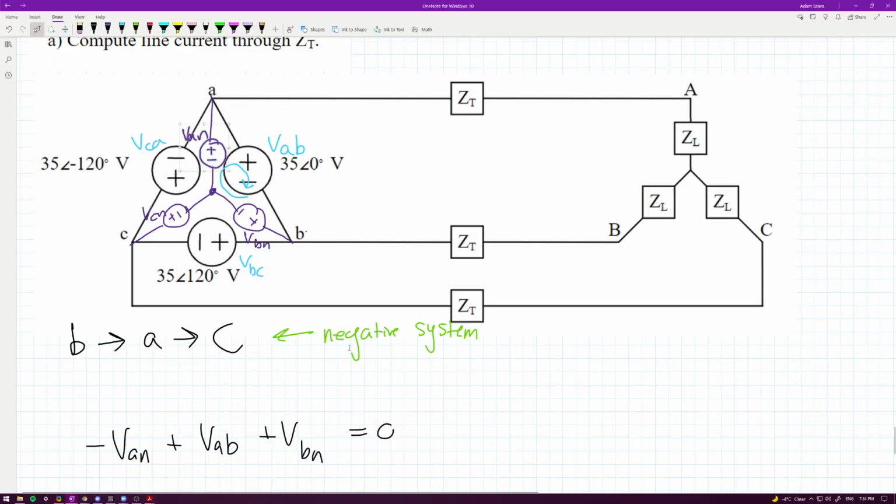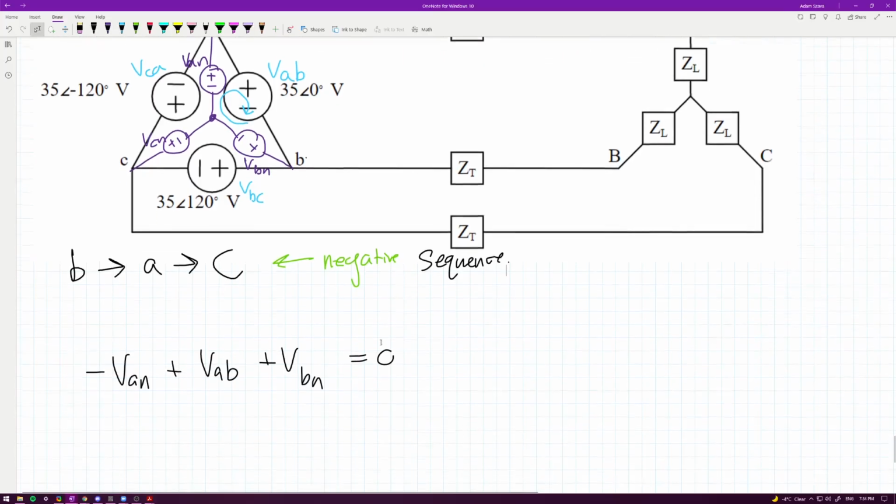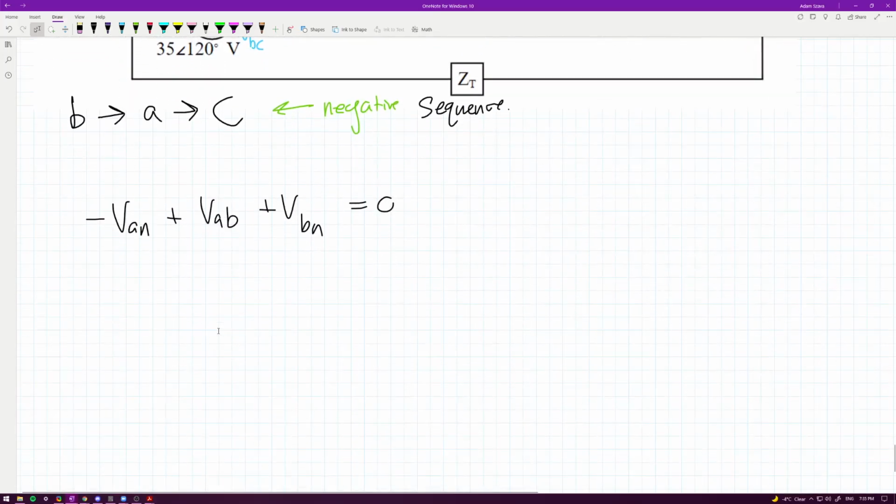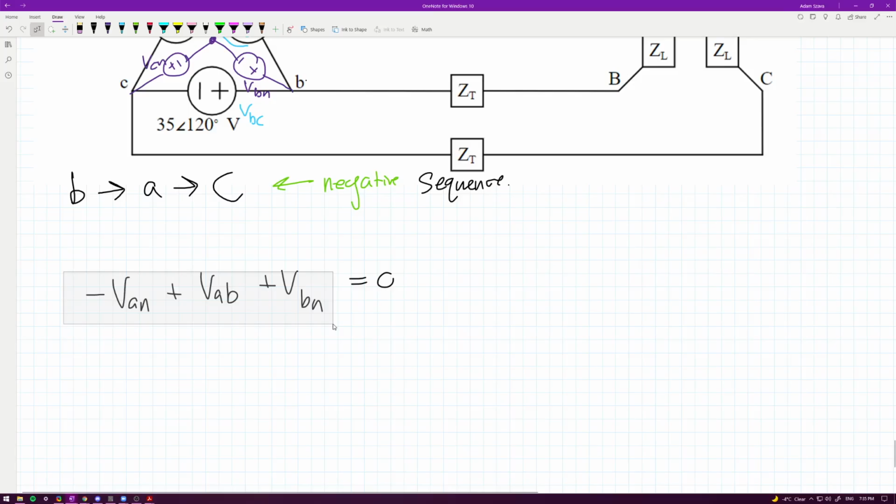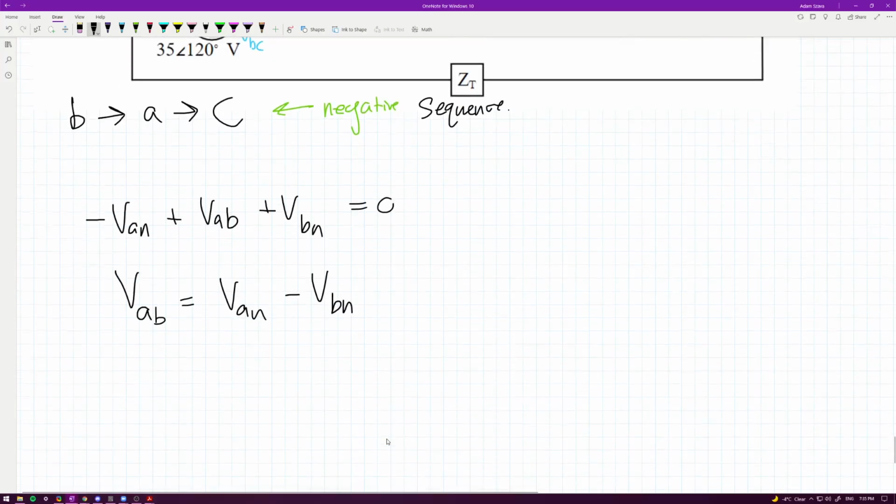Once we know VAN, and I know the type of sequence it is, sorry, I said negative system, it should be sequence, I can determine the other ones by shifting everything by 120 degrees. So I just want to find VAN first. I'm not going to solve for VAN in this equation because I do not know what VBN is. I know what VAB is. So I can rearrange it: VAB is equal to VAN minus VBN, which is a good thing to note.